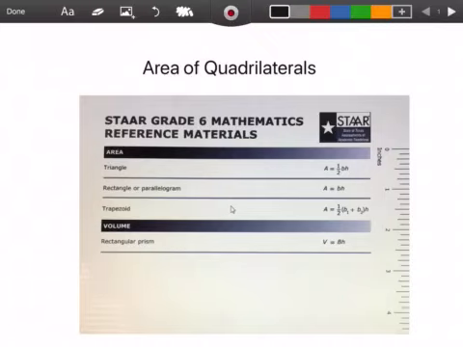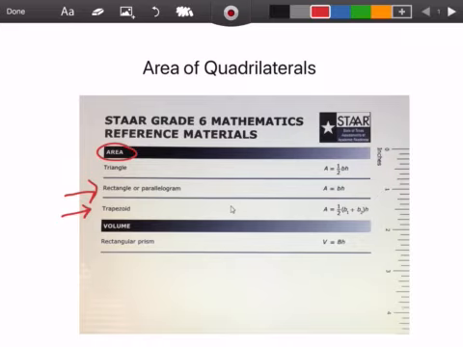Today's video is going to be over the area of quadrilaterals. So we need to know about 3 quadrilaterals in 6th grade. On your star chart, they are found on the back side under area. We're going to be focusing today on the area of rectangles and parallelograms and the area of trapezoids.